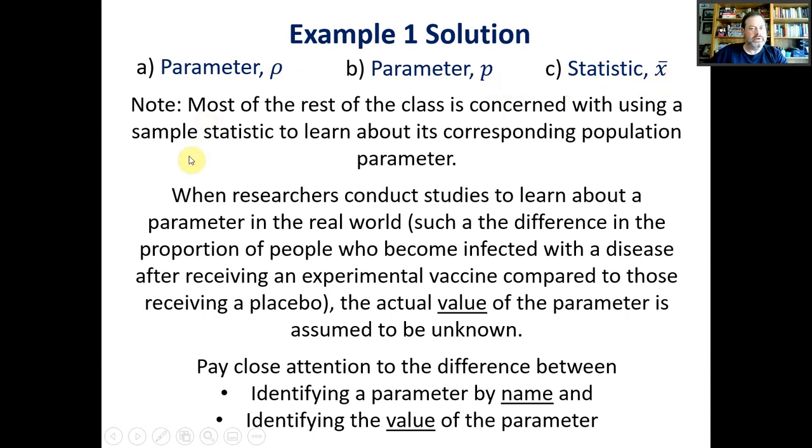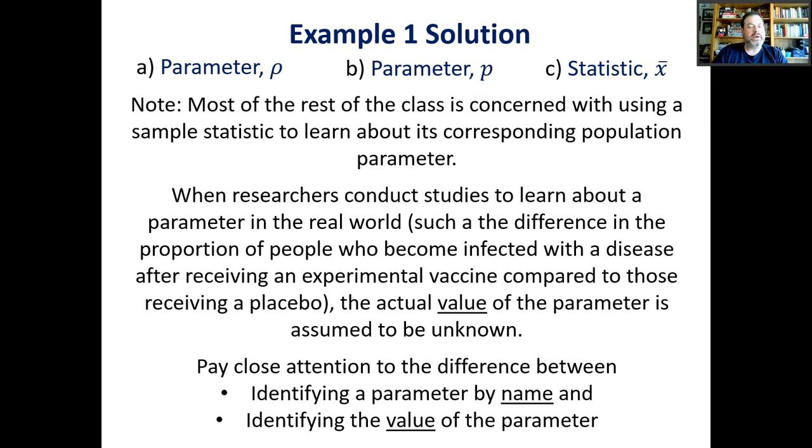And then I put a big note in here, and I really want you guys to take this to heart because we do jump around a lot in Chapter 3, and it's going to seem like the things aren't connected. But just keep this stuff in mind. Most of the rest of the class is concerned with using a sample statistic to learn about its corresponding population parameter. When researchers conduct studies to learn about a parameter in the real world, such as the difference in the proportion of people who become infected with the disease after receiving an experimental vaccine compared to those receiving a placebo, the actual value of the parameter is assumed to be unknown.